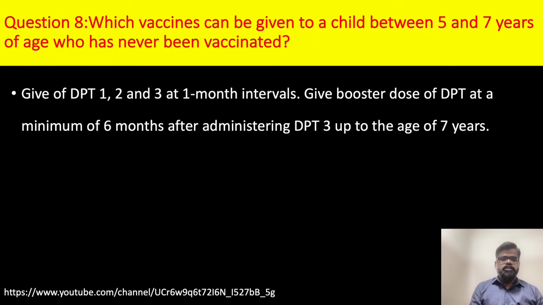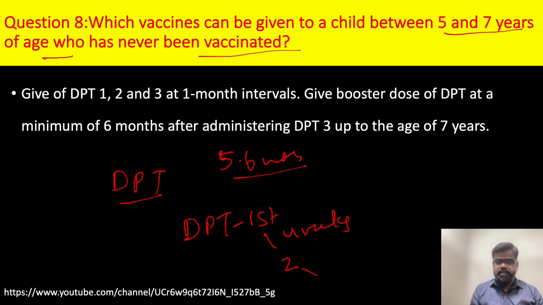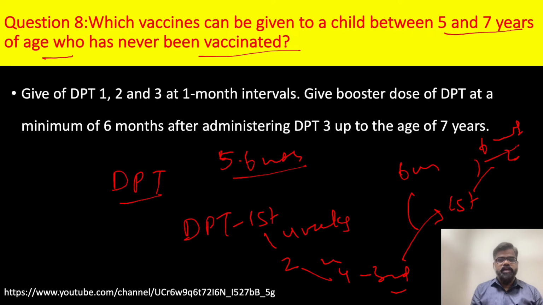Okay. Which vaccines can be given to a child between 5 to 7 years of age who has never been vaccinated? In between 5 to 7 years, the only vaccine which you can give is DPT. Now, suppose a child comes at, let's take, 5 years 6 months. So you will give DPT first. After a gap of 4 weeks you give DPT second, then 4 weeks later DPT third, and between the third and the first booster you need a 6-month gap, and from the first to the second booster you can also give a 6-month gap. So you can give DPT till 7 years of age.